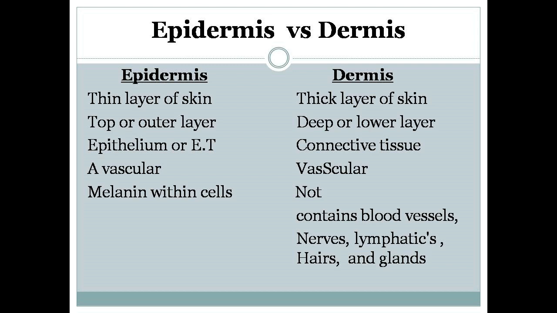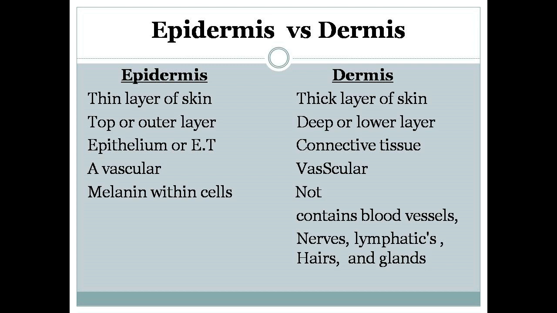And the epidermis layer is made up of epithelial tissue, more specifically stratified epithelial tissue, and the dermis layer is made up of connective tissue. And keep in mind that the epidermis layer is avascular, meaning it does not have any blood vessels, but on the other hand the dermis layer is vascular, meaning it contains blood vessels such as arterioles and venules.